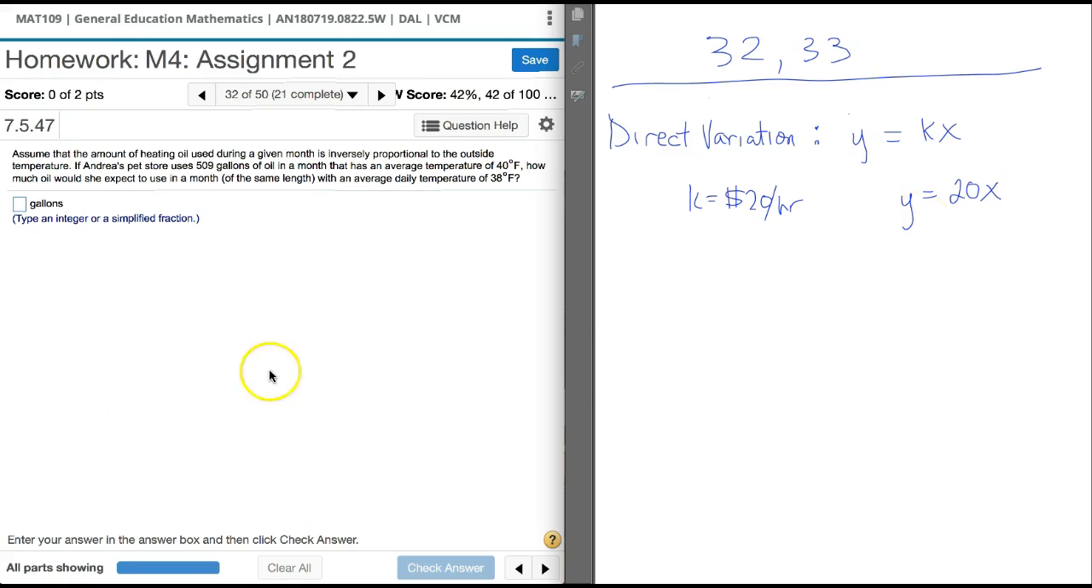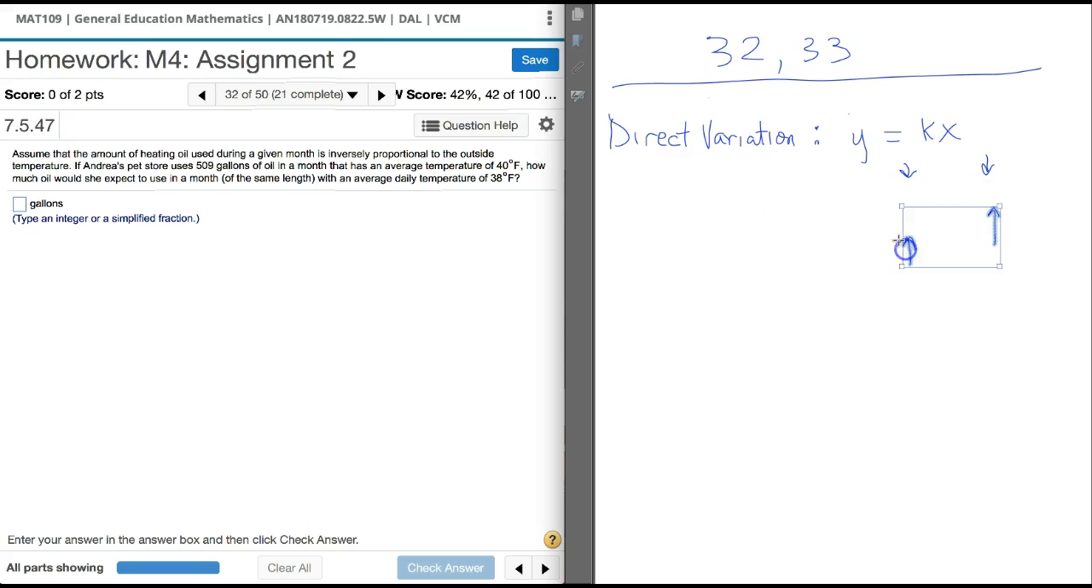And of course, this tells us if I know how many hours I work, then I know how much I get paid. I also can figure out, if I know how much I want to be paid, then how many hours I have to work to be paid that. So in that sense, we know that how much money we make is directly tied to how many hours we work, and vice versa. So this is why this is called direct variation.